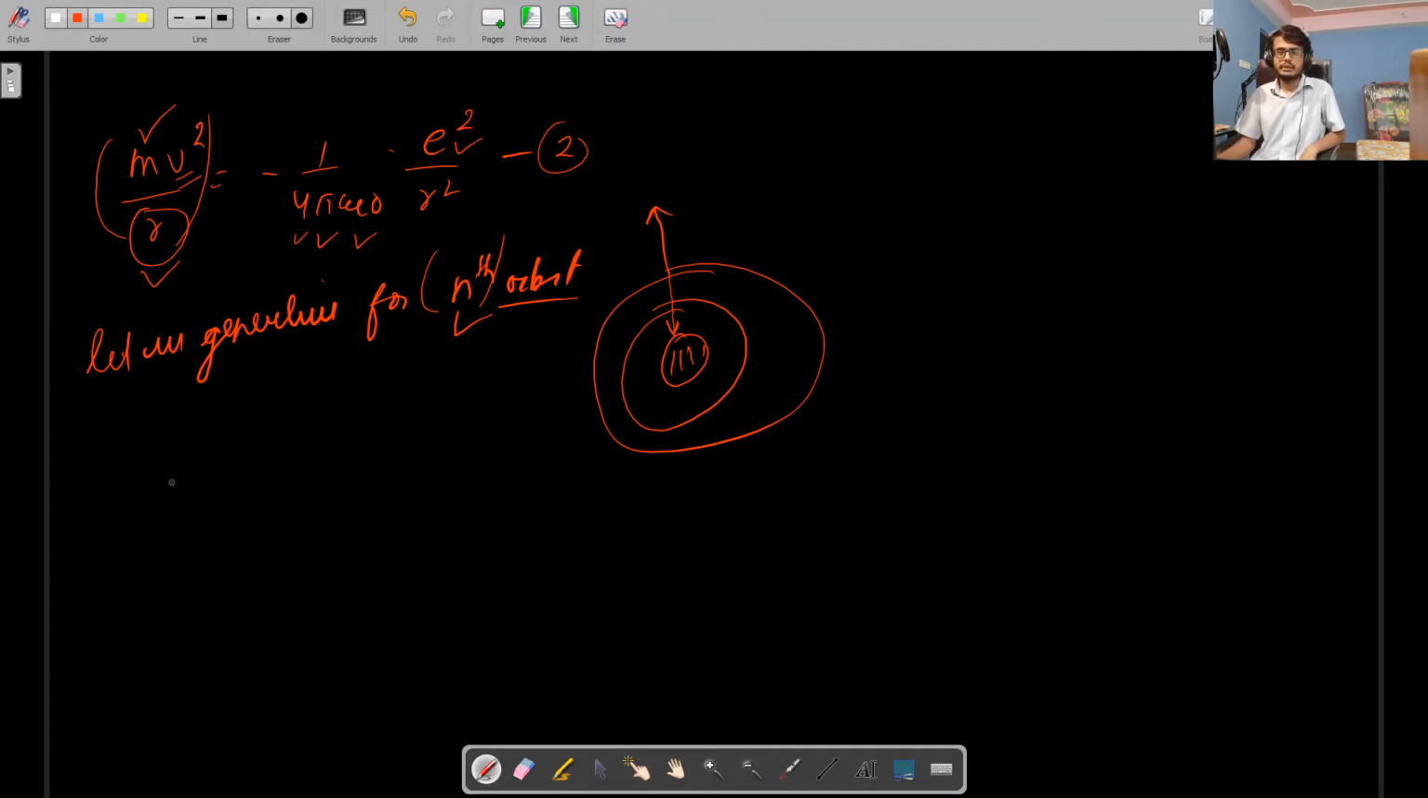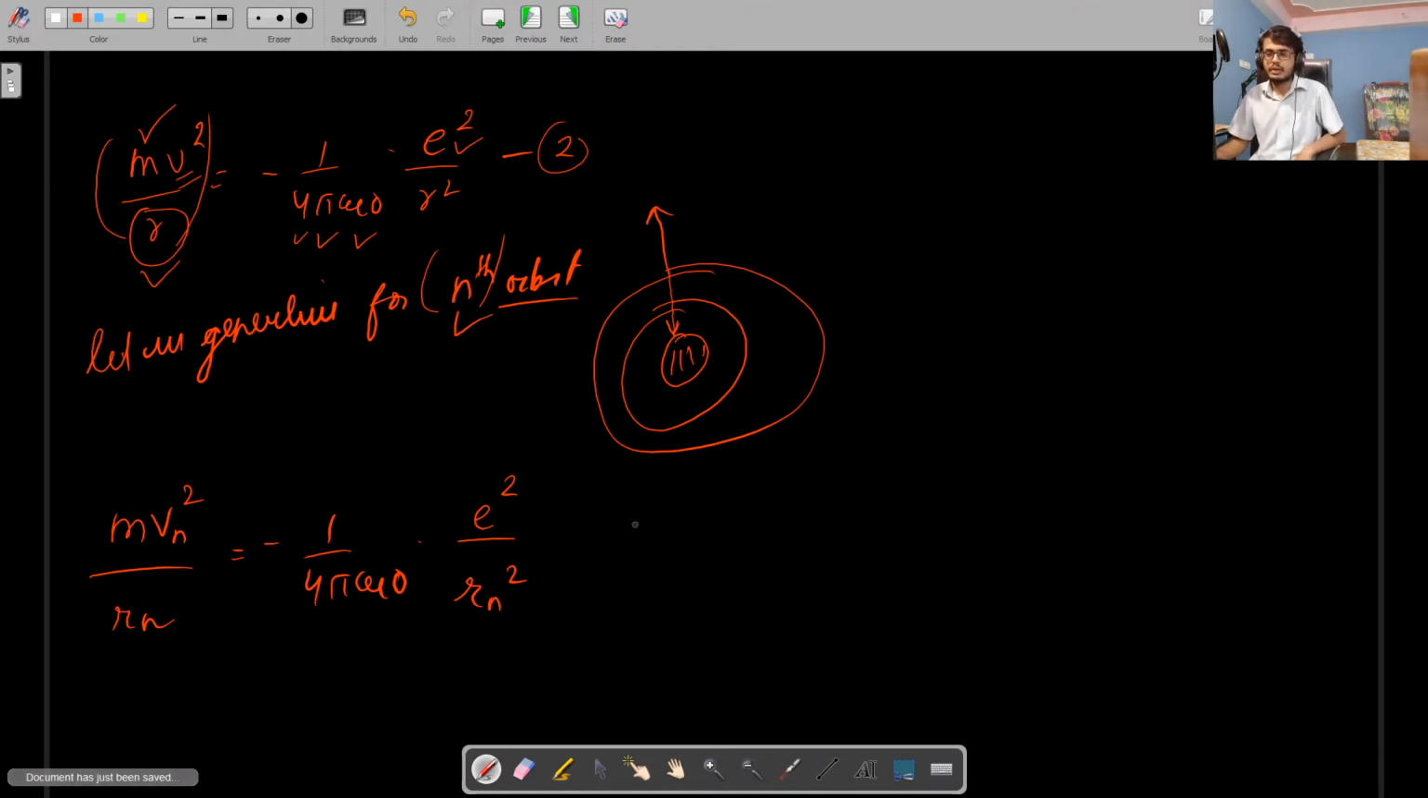always the same. So the generalized formula is mvn square divided by Rn equal to negative of 1 by 4 pi epsilon naught into e square divided by Rn square, right? And the other formula that we had derived, Rn cross m into v, was equal to n into h by 2 pi. So here this will also be vn. Only velocity and radius will change if the electron is moving up and down. Nothing else will change. The mass of the electron will remain the same and everything else will remain the same.